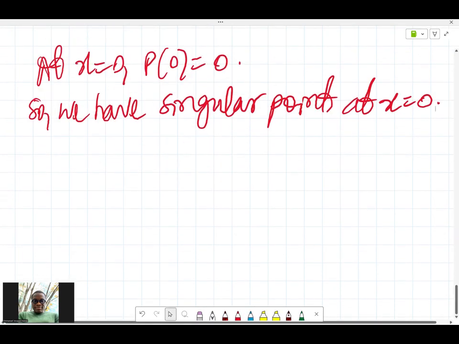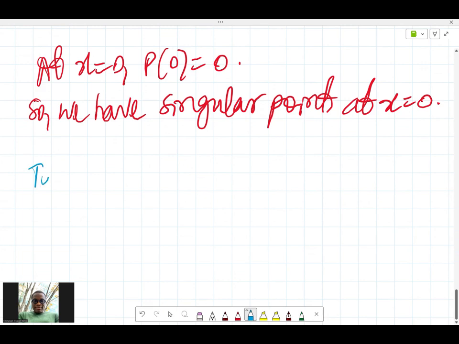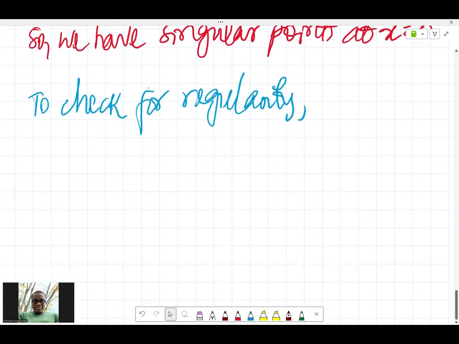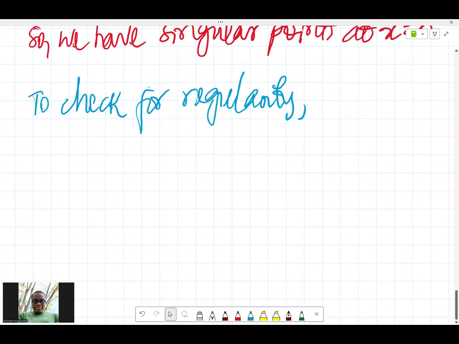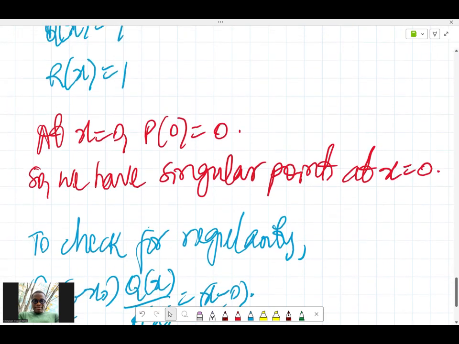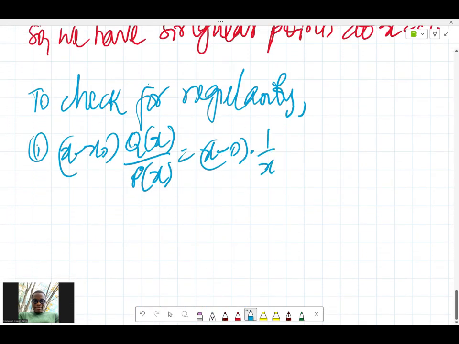Settled. Next, to check for regularity, the first thing we have is x minus x naught into q over p. That is x minus 0 into q of x, that's 1, over p of x, which is x. So this is x times 1 over x, and that is simply 1. That is analytic at x equals 0.